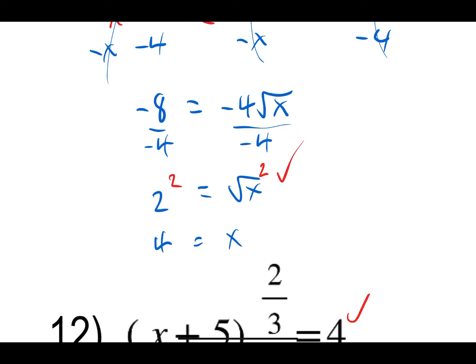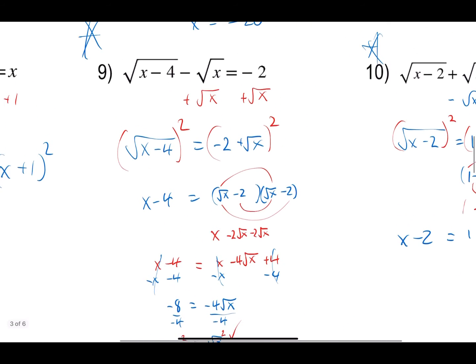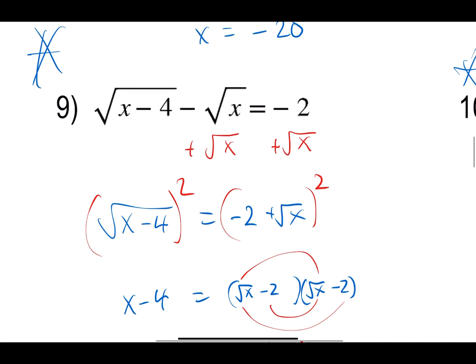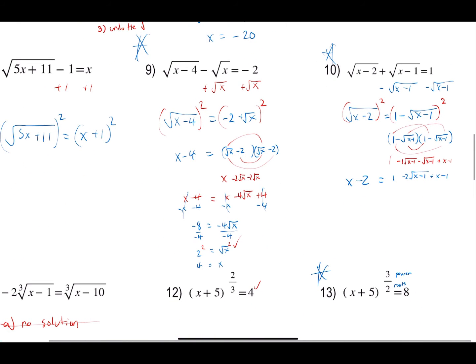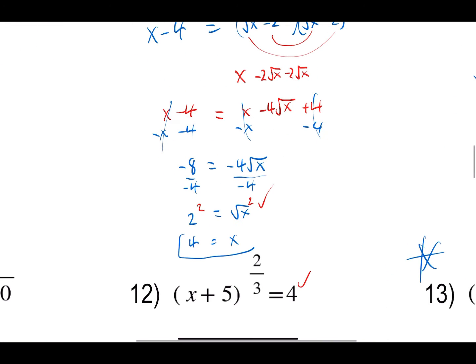And we have x equals 4. We should definitely check this answer. Go to the original problem. 4 minus 4 is 0. Good. Square root of 4 is a positive number. Good. We have broken nothing. x equals 4 is an answer.